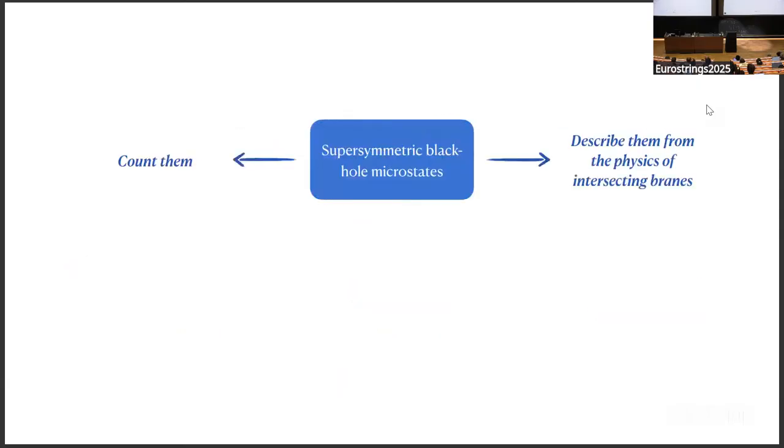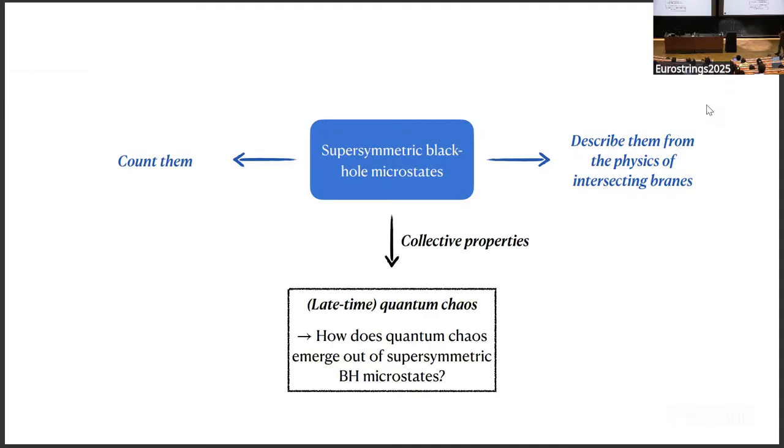This talk is about supersymmetric black hole microstates. As we have learned from this morning, we know how to count them, and we also know how to describe them from the physics of intersecting branes. But today, we are also interested in the collective properties of those microstates, in particular, the late-time quantum chaos properties. We will start with a question: how does quantum chaos emerge out of supersymmetric black hole microstates?